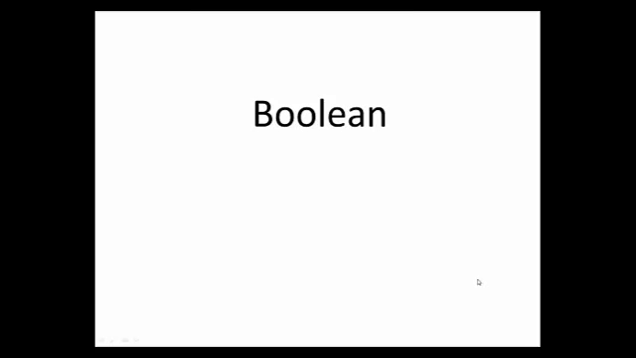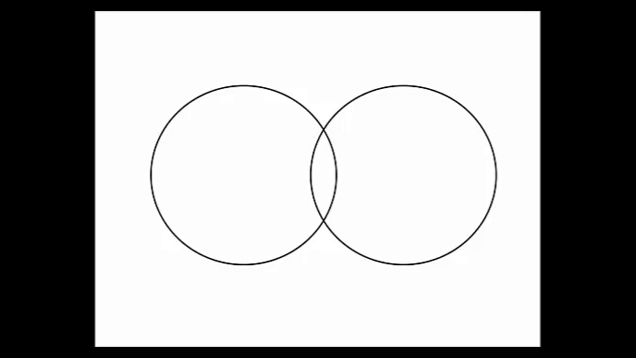In this video, we're going to be looking at search engine tips, including Boolean searching. And you're probably familiar with that already. It uses the terms and, or, and not when you are constructing a search. And you can think of it like a Venn diagram.